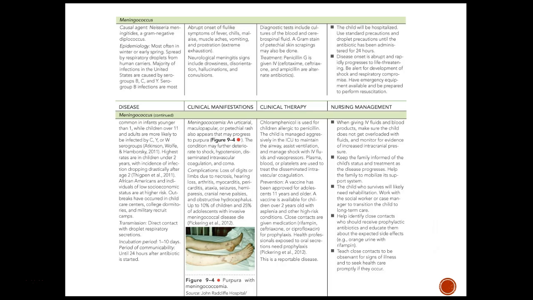The transmission is through direct contact with droplet respiratory secretions. So these people have a respiratory tract that's infected, and then if we come in direct contact with somewhere those droplets have landed, that's how it's spread. There's an abrupt onset of flu-like symptoms for these people. And then with your neurological meningitis, you find that they have severe drowsiness, they may become disoriented, they might have hallucinations or even seizures.